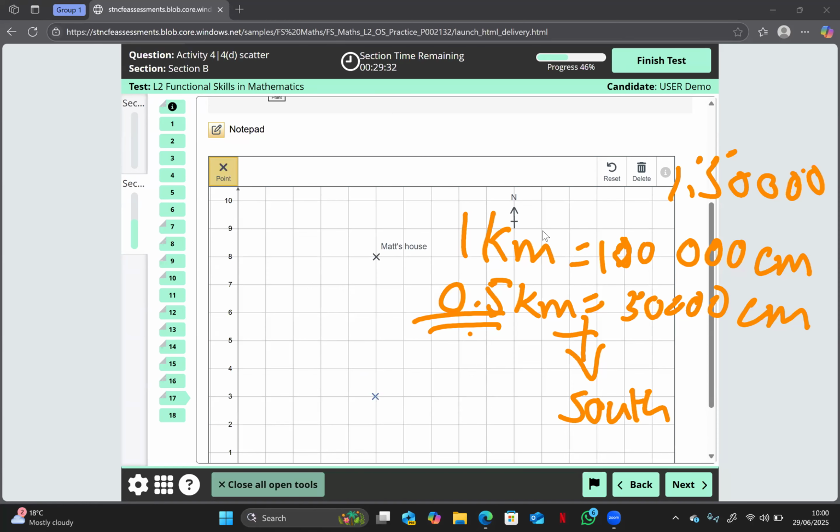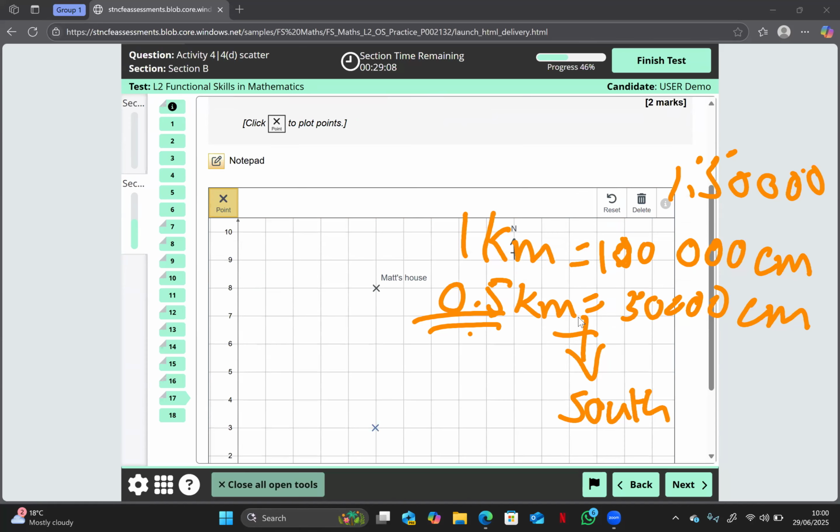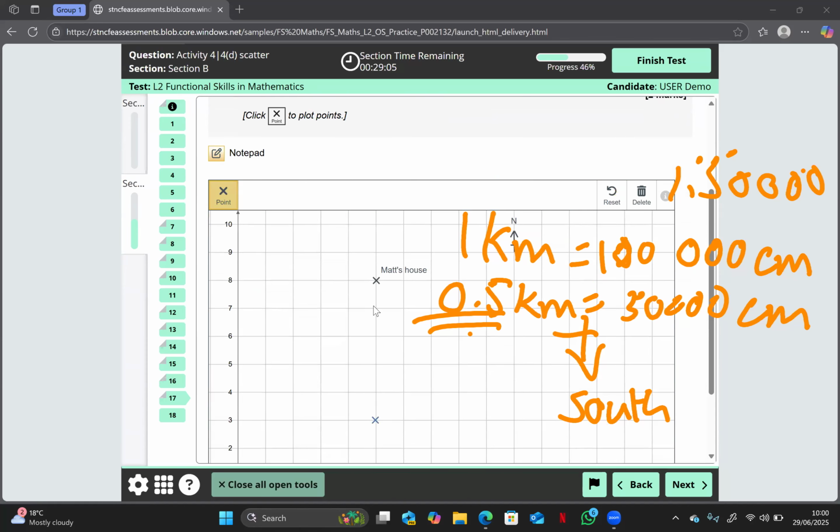So all we've done is work out the conversion. So 1 kilometer equals 100,000 centimeters. Now it tells us that the scale of the grid is 1 centimeter or 1 square equal to actually 50,000 centimeters. So if 1 kilometer is 100,000 centimeters, that means 0.5 kilometers is 50,000 centimeters. So in this scale, one box will be 0.5 kilometers. So we just go down 0.5, 1, 1.5, 2, and 2.5. It ends up there.